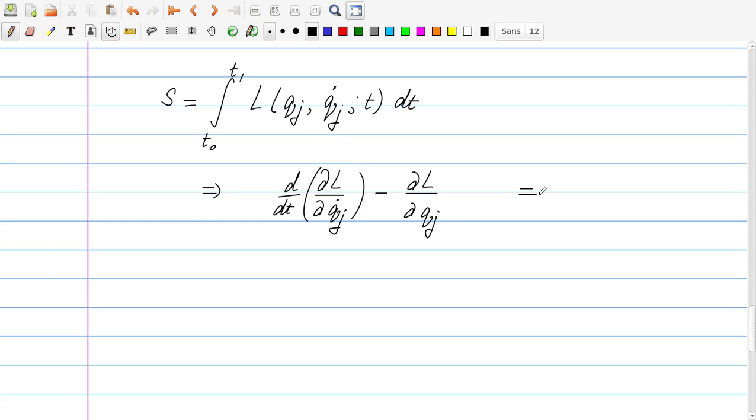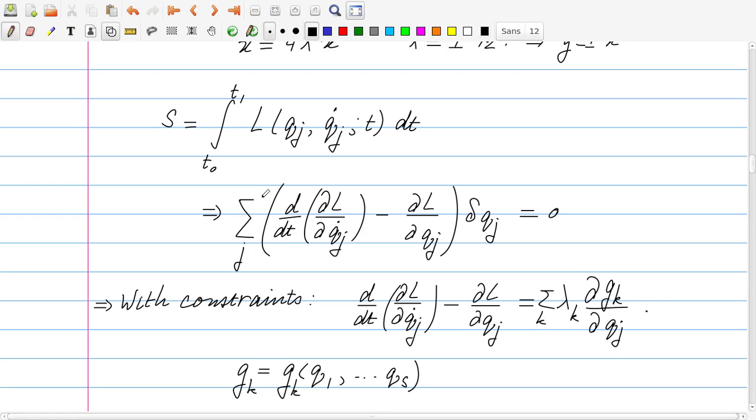That should vanish, and in fact this can be derived from taking explicitly a small deviation from the path, which is called delta qj. You multiply that by this. That's the first order variation within this integral, and we need a sum over j in front. So the term in the big parentheses can be considered as the gradient of L.